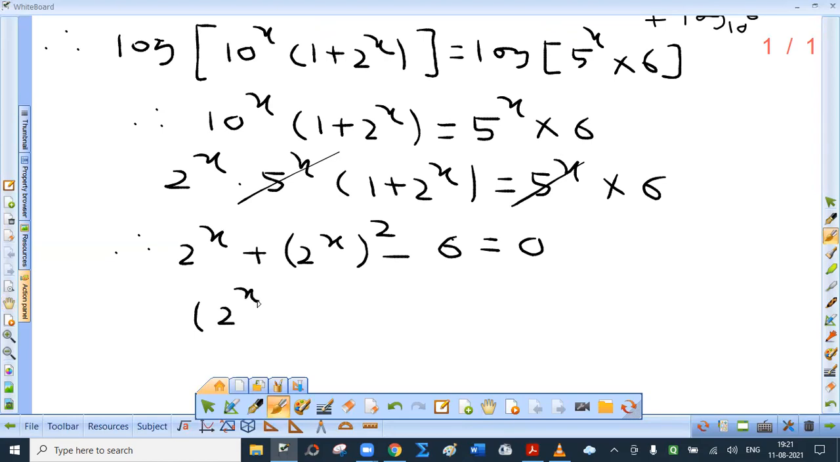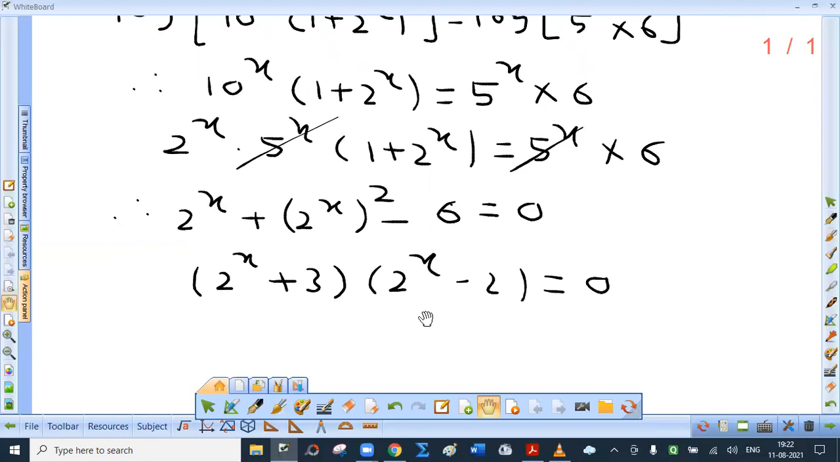So what are the factors? 2 raised to x plus 3 and 2 raised to x minus 2. If you do not understand this, you may say take 2 raised to x equal to y. So y square plus y minus 6 equal to 0. So (y plus 3)(y minus 2). Same. So that gives me 2 raised to x plus 3 equal to 0. That is 2 raised to x equal to minus 3, 2 raised to x equal to 2.